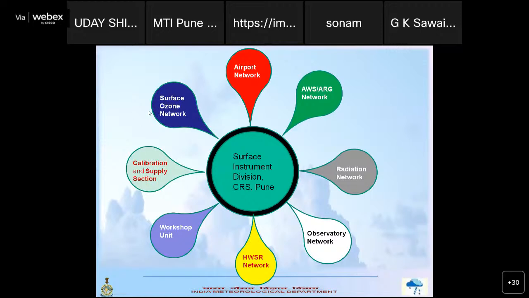Then there is a surface ozone network also. There is an airport network also, more than 90 civil airports that we are maintaining here. And there is an AWS ARG network also. AWS is automatic weather station, and ARG means automatic rain gauge. So we have installed more than 700 AWS stations across India, and another 400 projects are also going on. So basically it will become 1100 AWS in the IMD network. And we have more than 1300 automatic rain gauge stations in our IMD network.